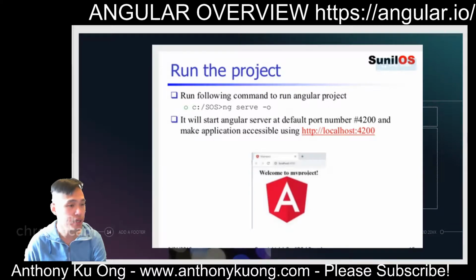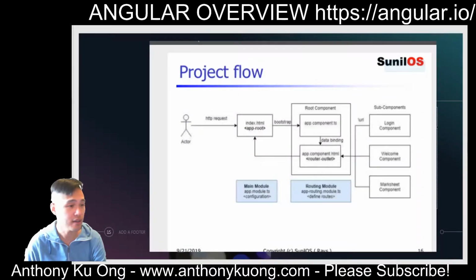It will be at 4200 by default. So localhost colon 4200, if you've successfully set it up, will be open in your browser like that. So again, here is the high-level project flow in a use case diagram. A user will create an HTTP request, and the way you would look at it is, because it's a single page application, everything is served in the index.html.